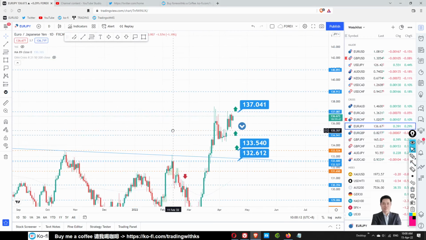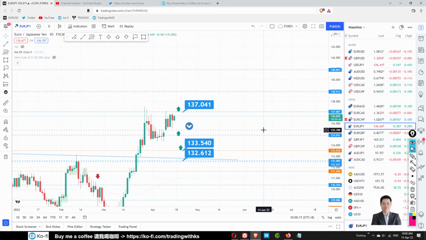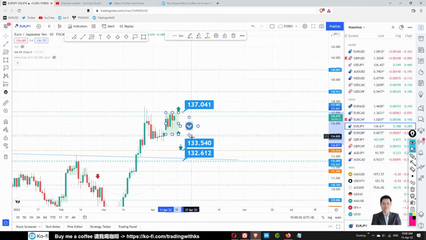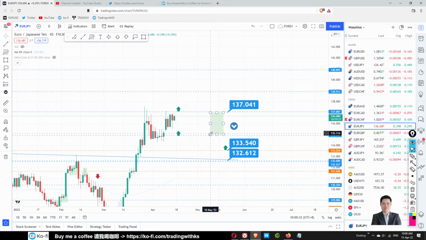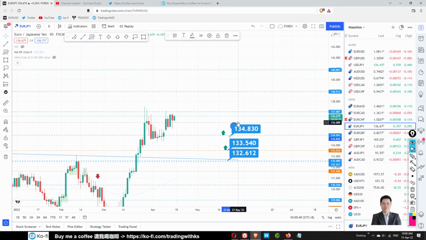Euro JPY, a lot of consolidation over here. So this is not easy to trade. So this one also, I will wait for pullback towards these two areas, 133.493 or 133.54, or even possibly lower, 132.612, for buy setup.